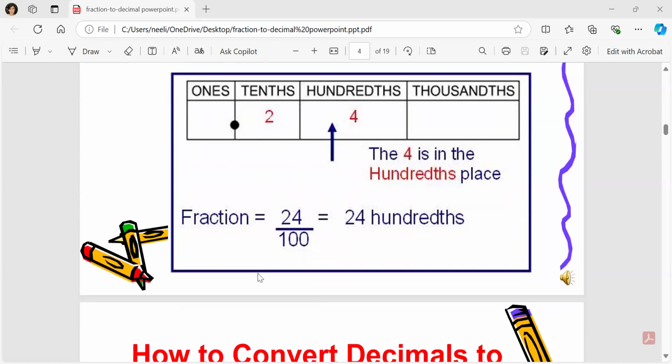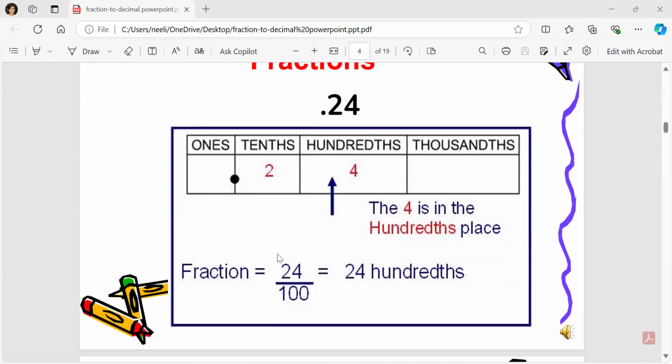So how will we write the fraction? Now we'll just see the last number of the decimal number. Here 0.24. So the last number here is 4 and 4 is at the hundredth position. So we'll write 24 upon 100.